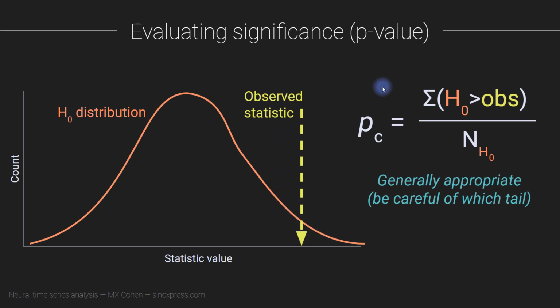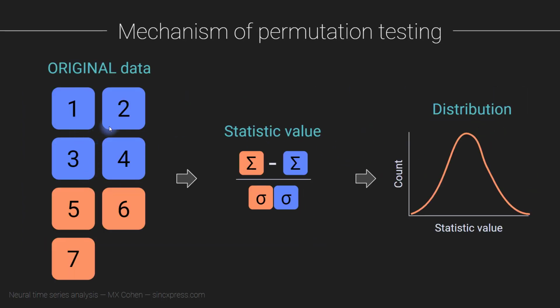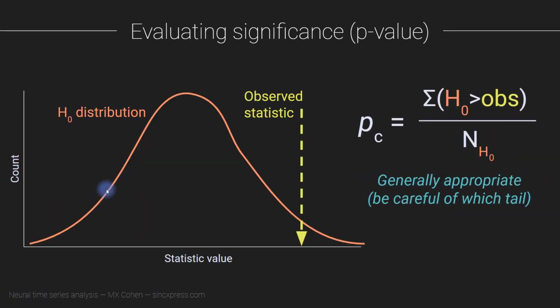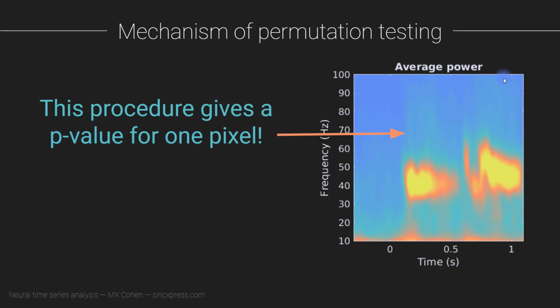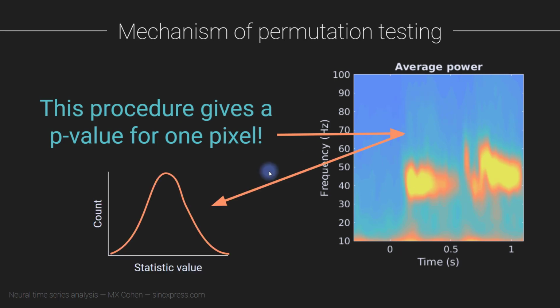Now, the thing is that this procedure that I've just explained is for one distribution, for one set of numbers with two conditions. When you're talking about time frequency analysis, that entire procedure that I just spent 10 or 15 minutes explaining is giving you a p-value for one pixel. So we have this entire time frequency map, and all of this stuff that I just explained is for one single pixel. Each pixel in this time frequency map gets its own null hypothesis distribution.